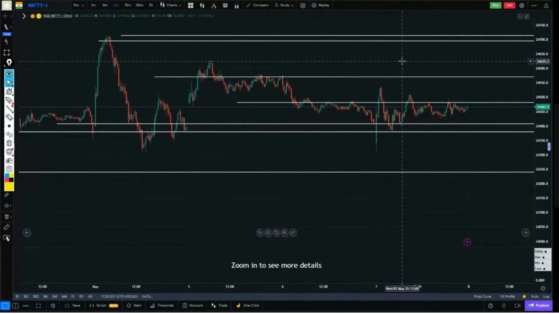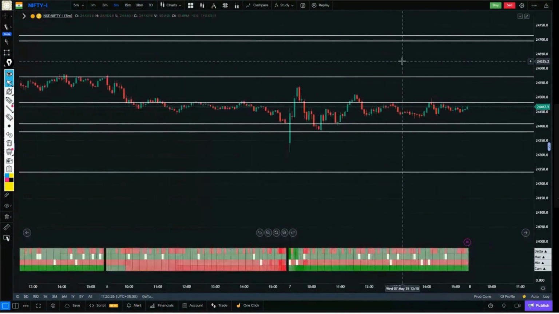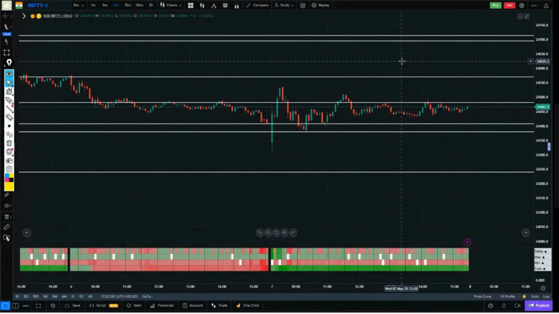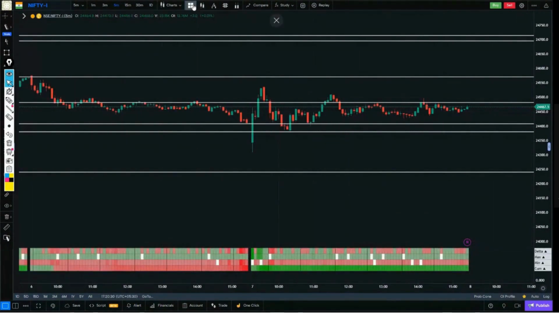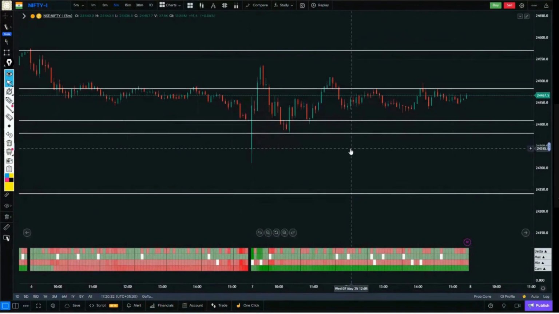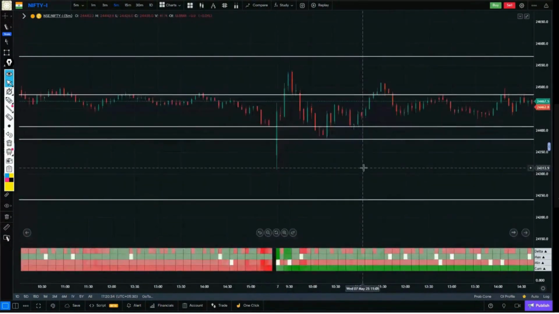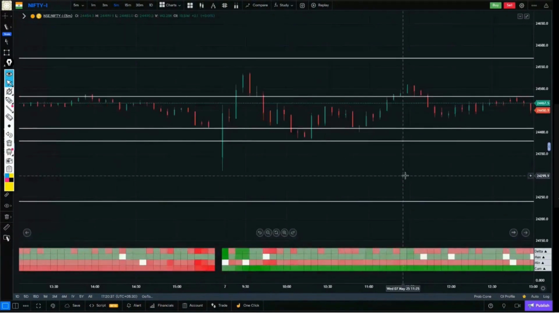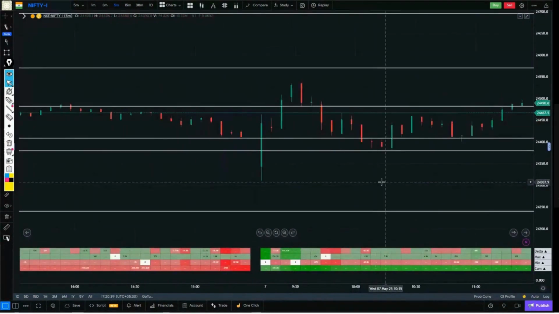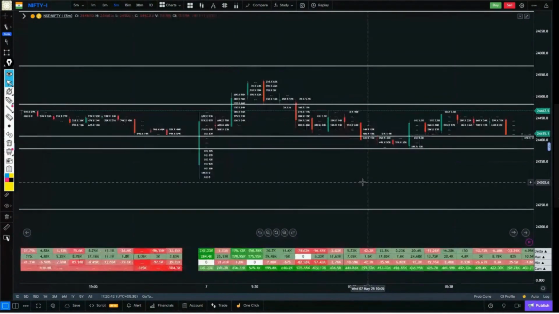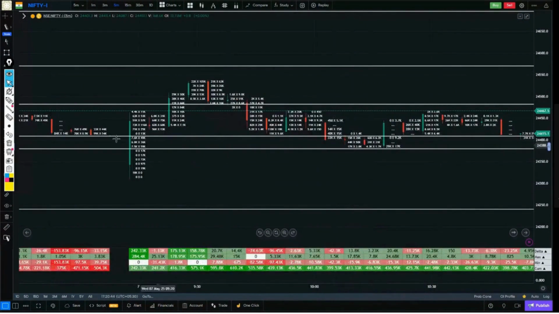Before reading the footprint properly, you should know what delta is, because with the help of delta, we read the daily footprint here. You get a very simple method if you read the footprint with the help of delta. It's a very good method. I will tell you what that method is.